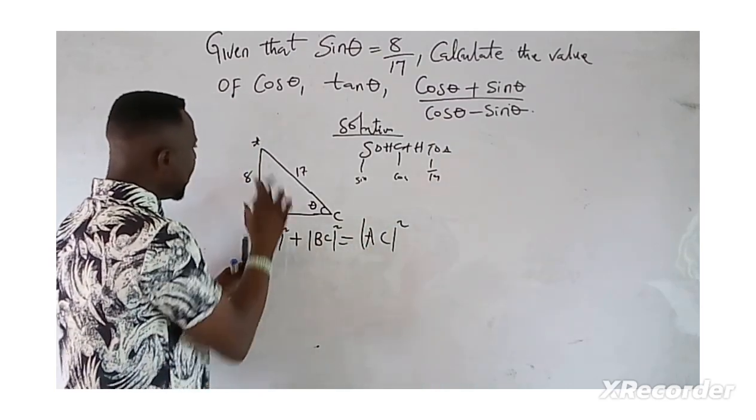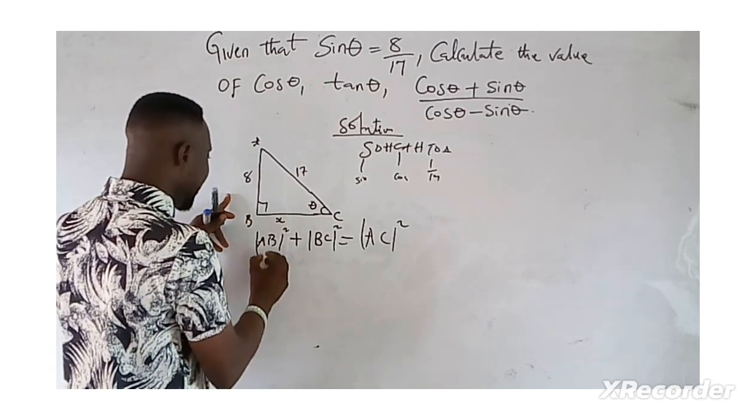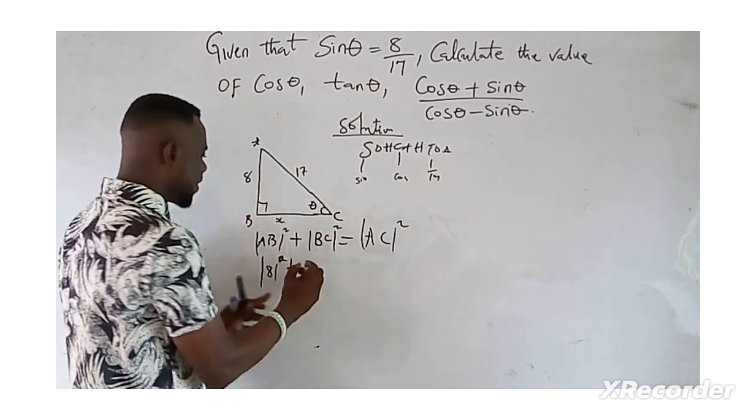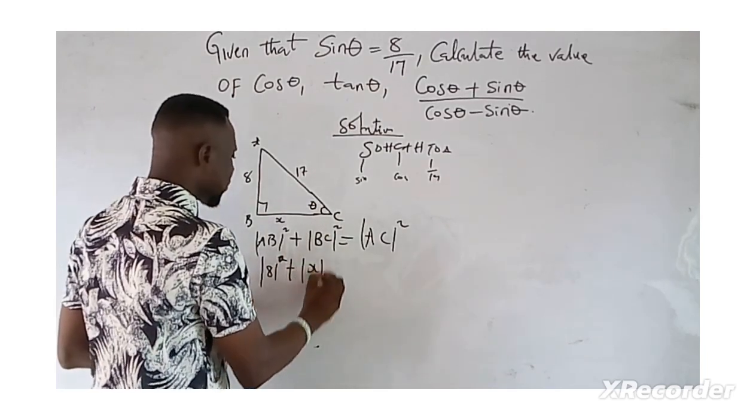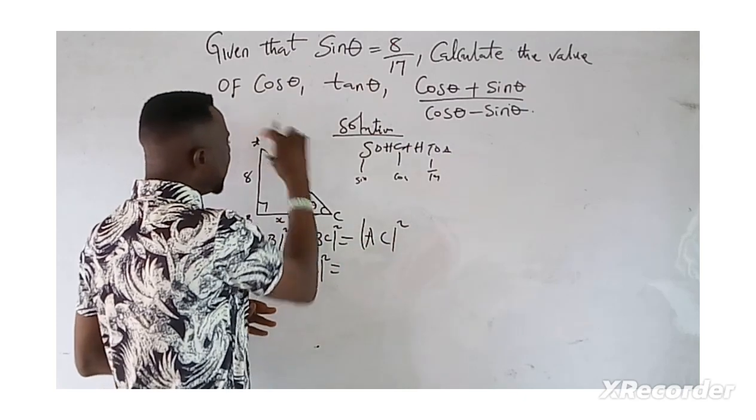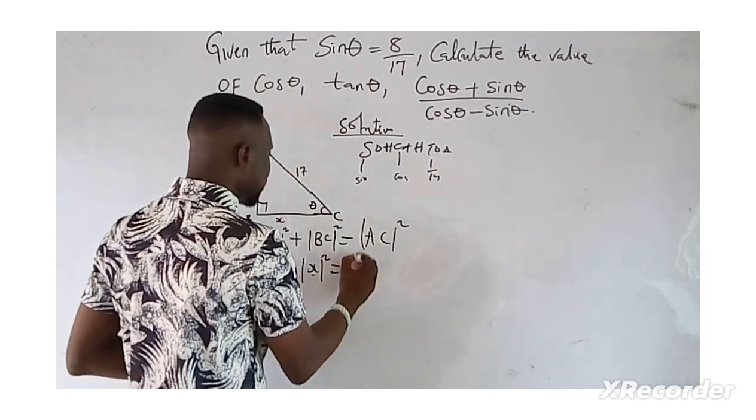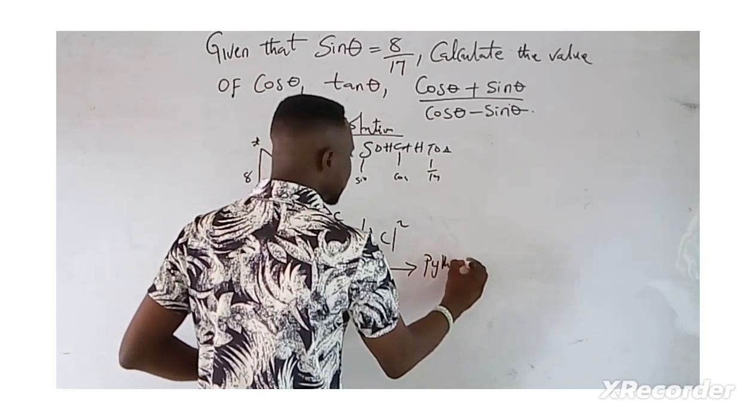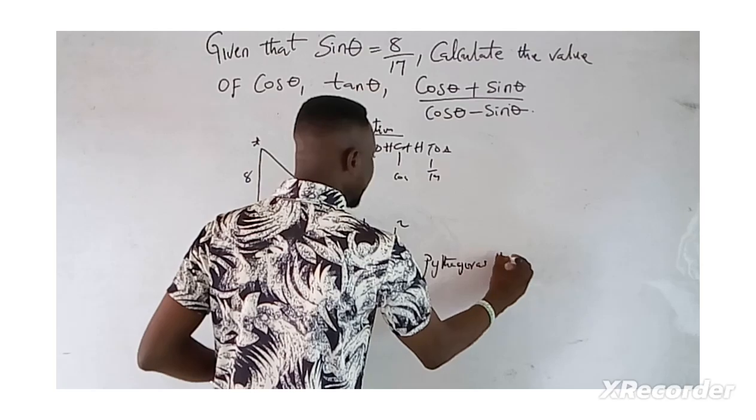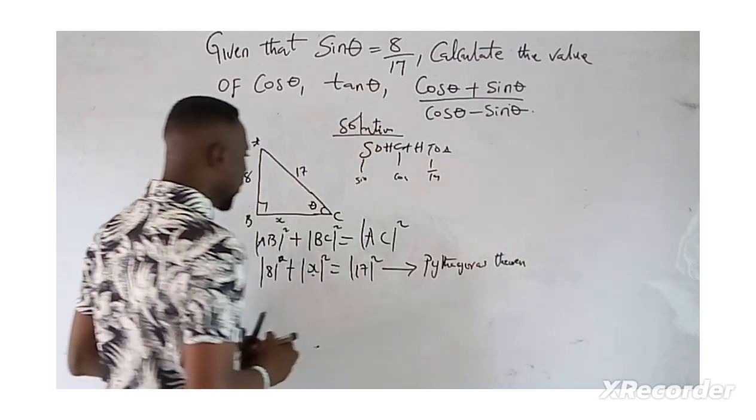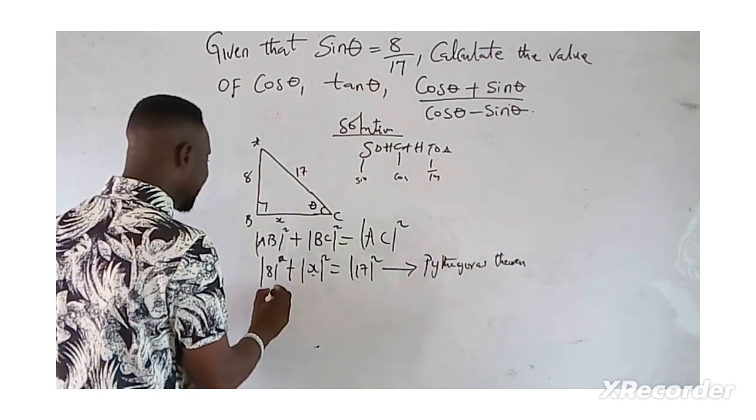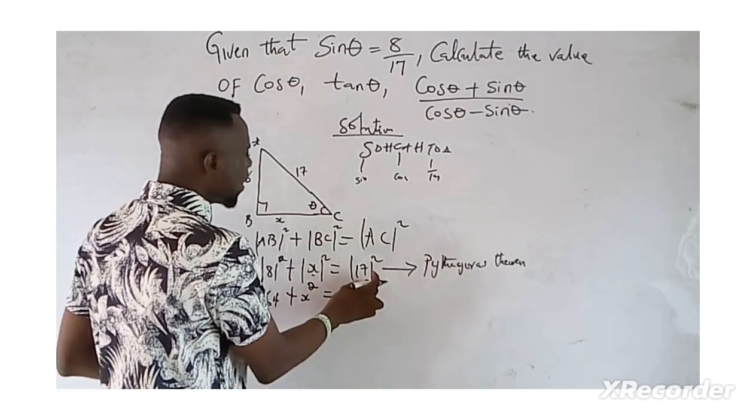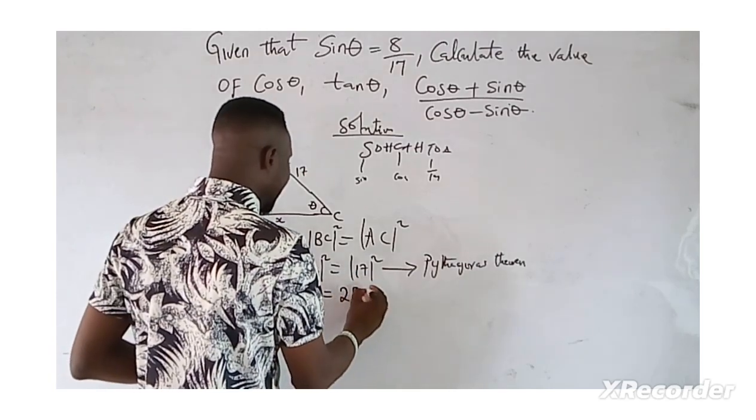Now, our AB is the opposite, which is 8 squared, plus BC, which is x squared, equals AC, which is 17 squared. This is what we call the Pythagoras theorem. So 64 plus x squared equals 17 squared, which gives us 289.